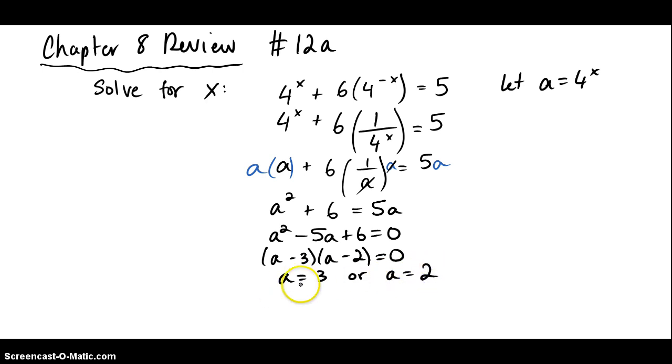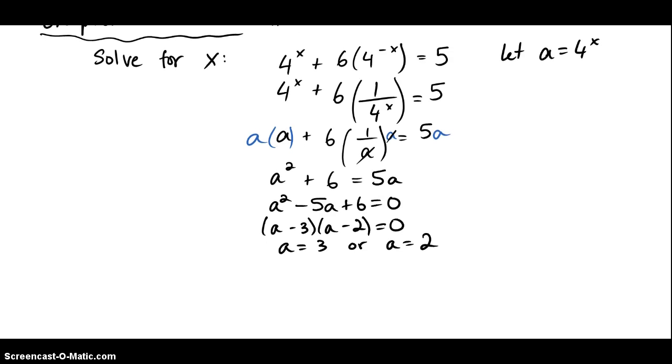Now, remember that we haven't finished the problem because a is equal to 4 to the power of x. So now we need to solve for x, not solve for a. So we need to resubstitute back in. Scroll down here. So 4 to the power of x equals 3, or 4 to the power of x equals 2. So now we need to solve both of these equations.